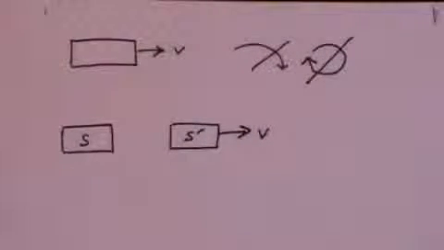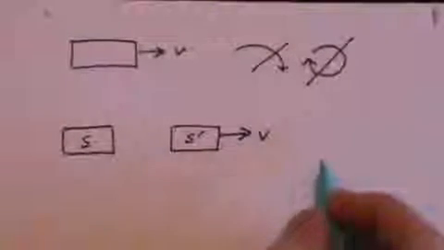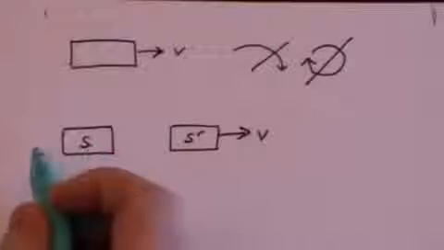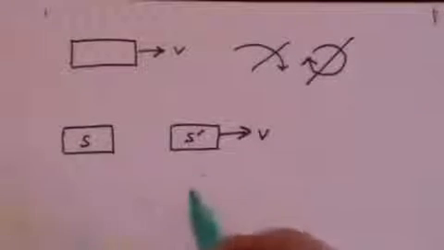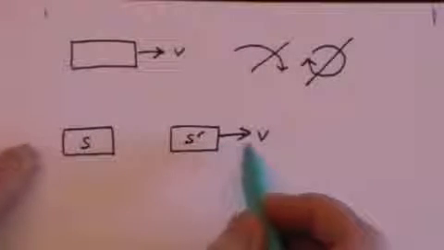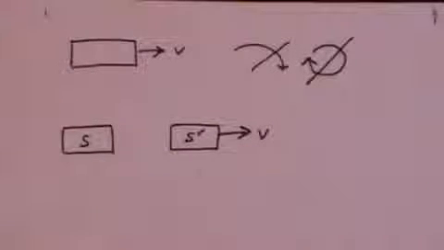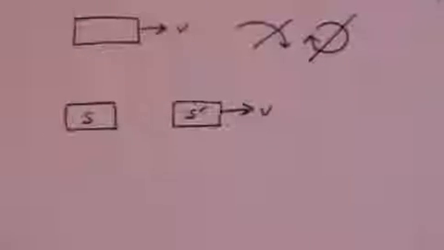There is no experiment that you can do to demonstrate whether S prime is moving to the right at velocity v, or S is moving to the left at velocity v, or maybe S prime is moving to the right and S is moving to the left at a combined velocity of v. All physics works exactly the same if you are moving at constant velocity as if you were standing still.